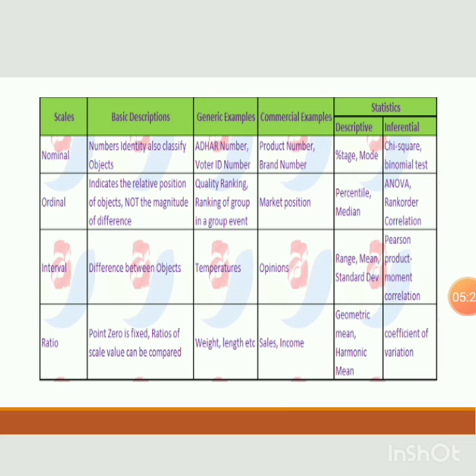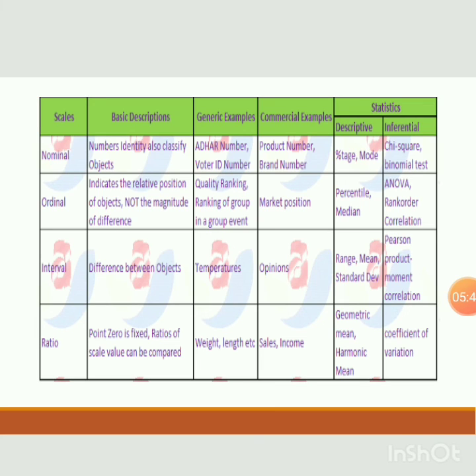Then in marketing, we have product numbers. Different products have their own unique numbers. We can calculate percentage and mode with this. We can calculate chi-square and binomial test with this scale.